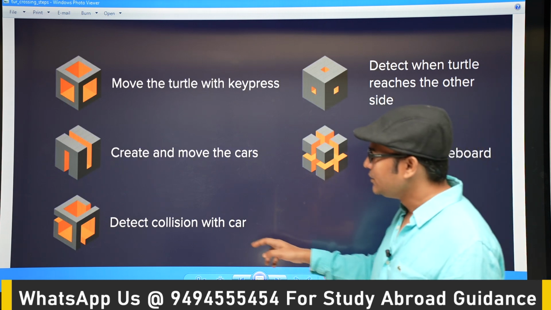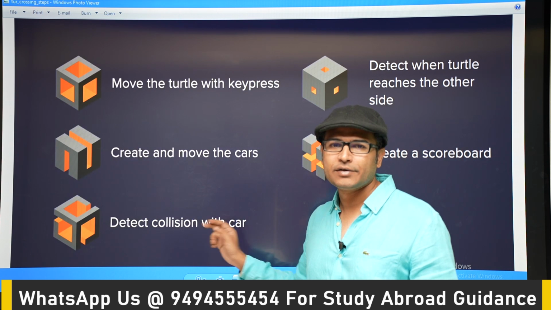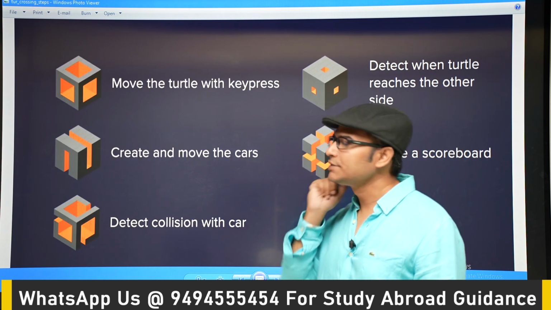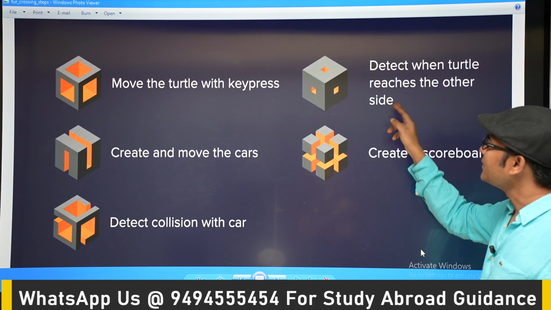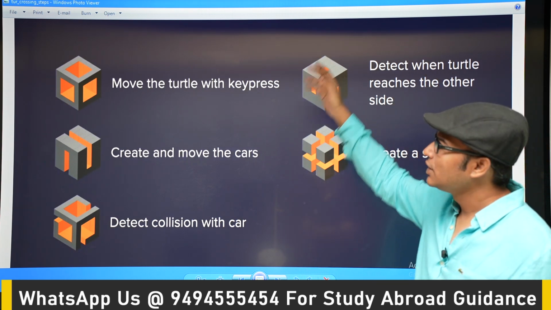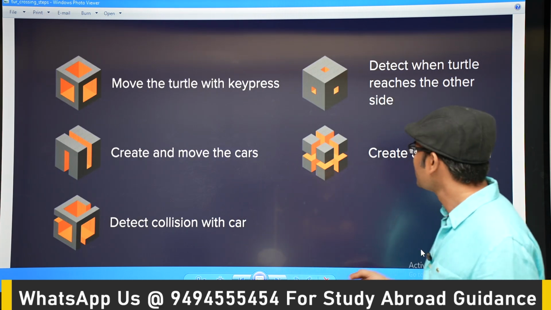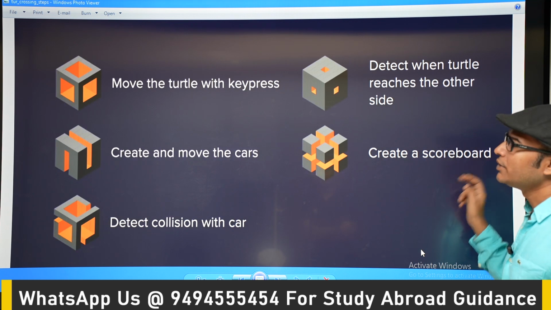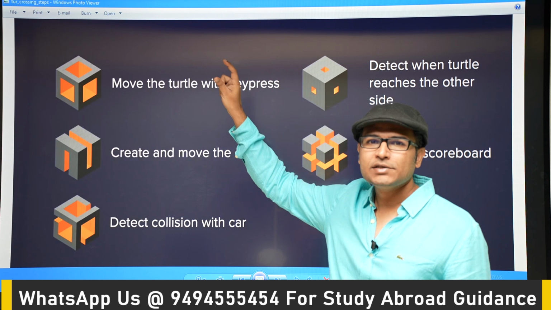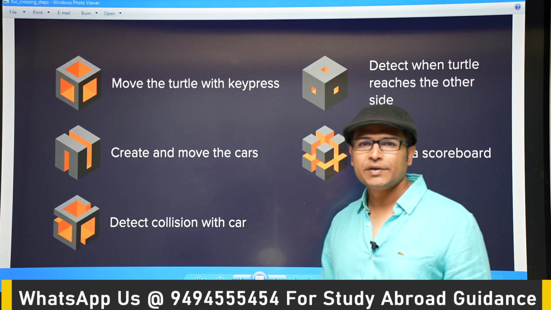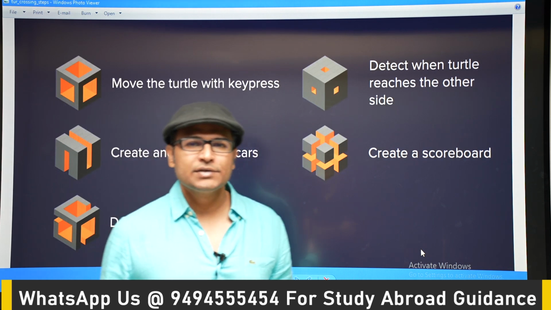In the same way that we detected collision in the snake game, we can detect the collision here. You can use the distance to detect it. Then detect when the turtle reaches the other side. When the turtle has crossed the road, you have to change the level and increase the speed of the cars. And then create a scoreboard. The scoreboard is responsible for showing the level that you are presently in, and when the game is over, the scoreboard will say game over. So these are all the things that we want to do.